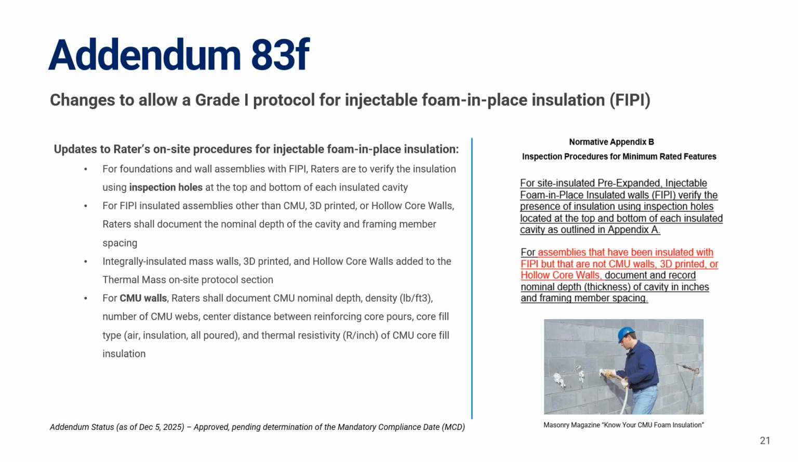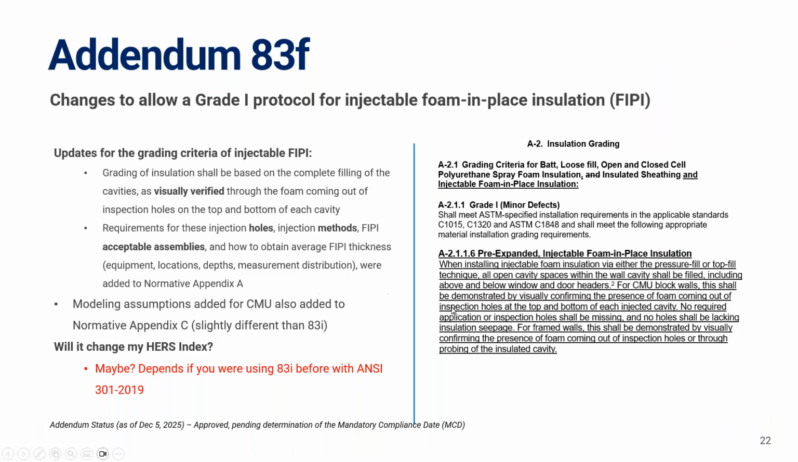So through that interim addendum back in the end of 2024, we developed a procedure to allow this assembly to have access to a grade 1 insulation protocol. And so there is information in Appendix A on how to grade it. There were inspection procedures for the rater when they're on site on how to inspect it. And then in Appendix C, there are some defaults and calculations for, like, what is the R value when you're filling these CMU blocks with foam? What are the defaults for R value? How do you calculate the R value for this wall assembly?